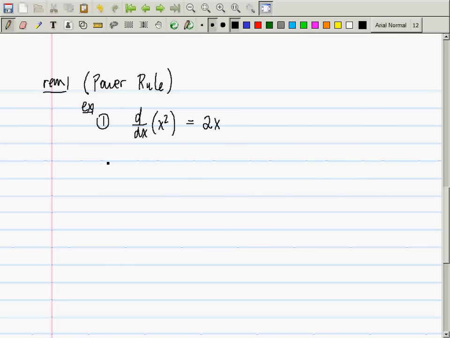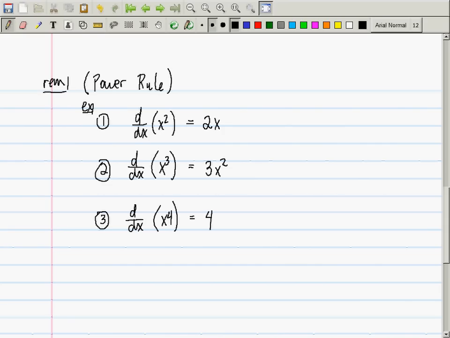Okay, another example is that the derivative of x cubed is 3x squared. And another example is that the derivative of x to the 4 is 4x cubed. Okay, so now you tell me, what should the derivative of x to the 5 be? 5x to the 4, good.